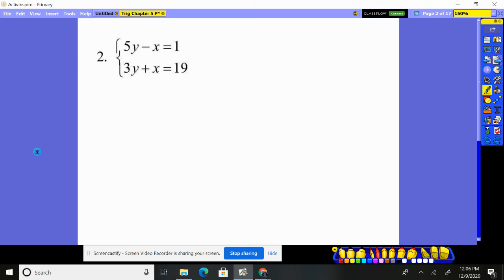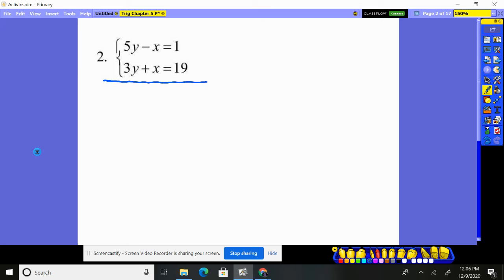I come to this one. Where do these guys intersect? What point's going to make them both true? Well, I can't use substitution. It doesn't start off y equals or x equals. And I can manipulate it to make it, but I don't need to. I'm going to use elimination here. We can add two equations together to create a third true equation.